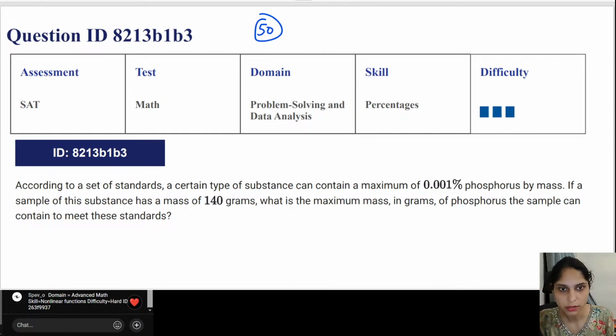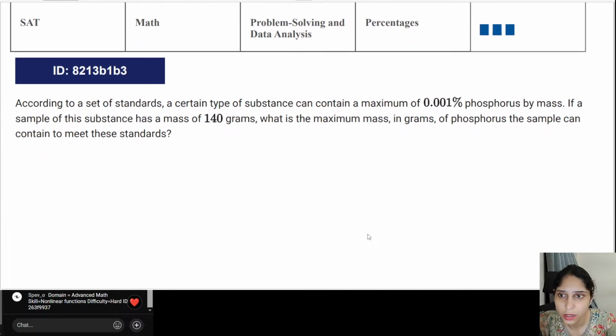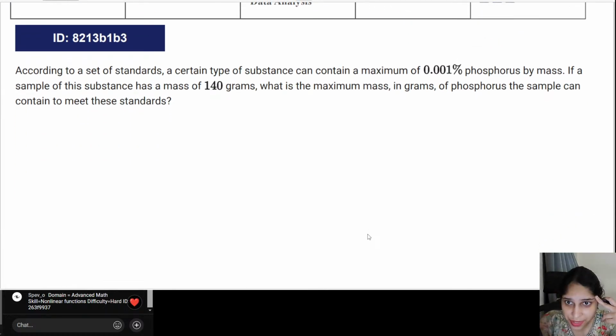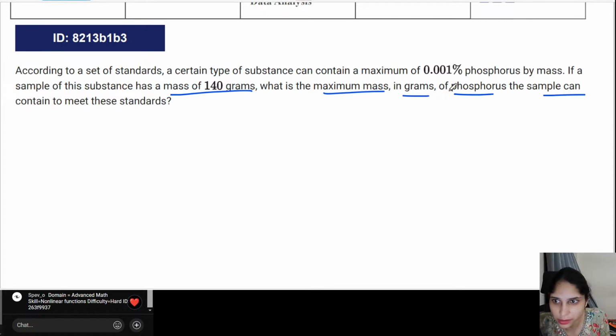Now, question number 15. According to a set of standards, a certain type of substance can contain a maximum of 0.001% phosphorus by mass. If a sample of this substance has a mass of 140 grams, what is the maximum mass in grams of phosphorus a sample can contain to meet these standards?